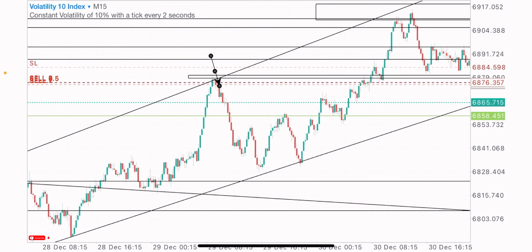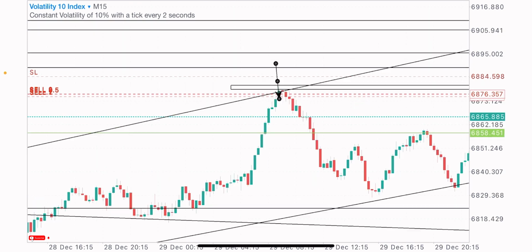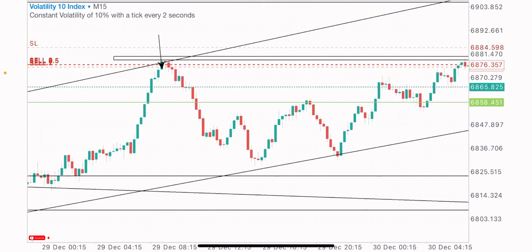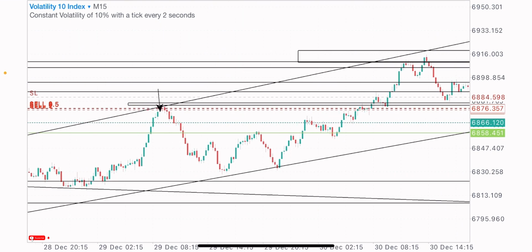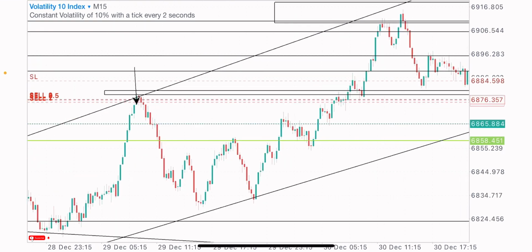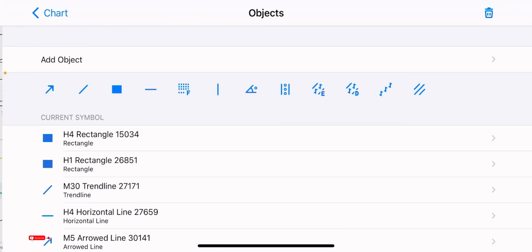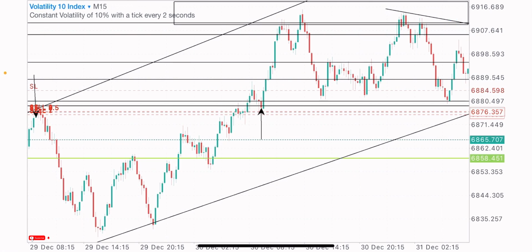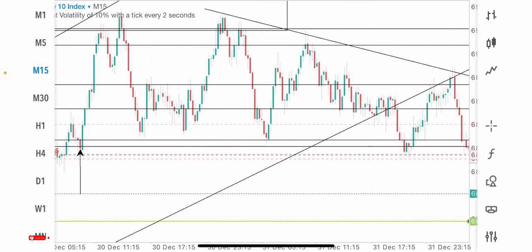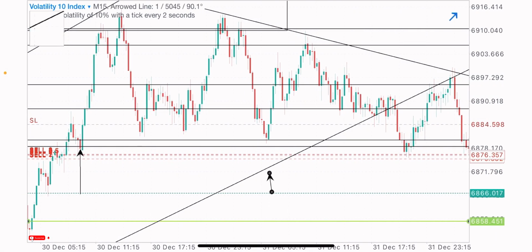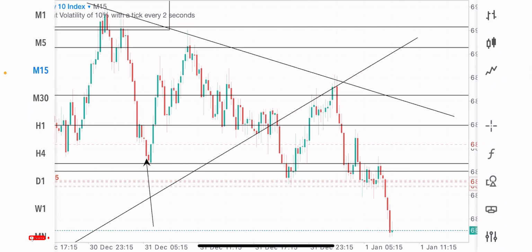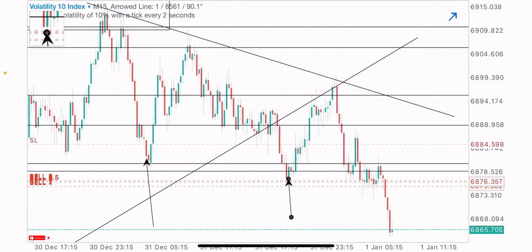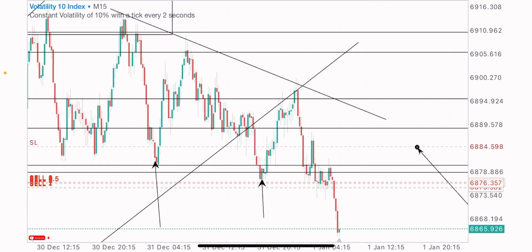Firstly, resistance at this zone, right? Resistance here, right? Support at this point. There was a break and retest of this identified level. Support here, support at this point, right? Support at that zone, support here as well, and now we are getting price sell to the downside.